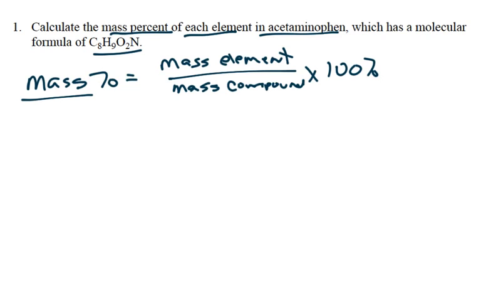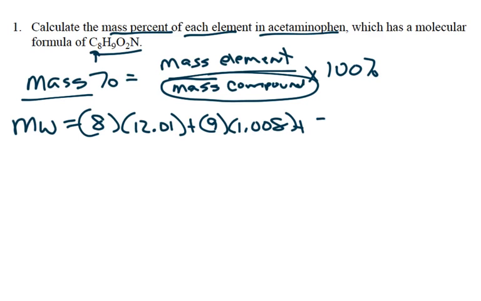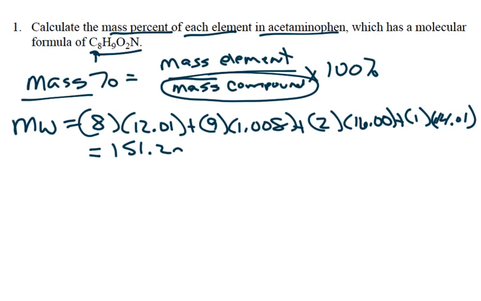So the first thing to do is find the molecular weight, which is the mass of the compound. There are all sorts of ways to say that. So 8 times 12.01, that's how many carbons you have, plus 9 times 1.008, plus 2 times 16.00, plus 1 times 14.01, equals 151.2 grams per mole.